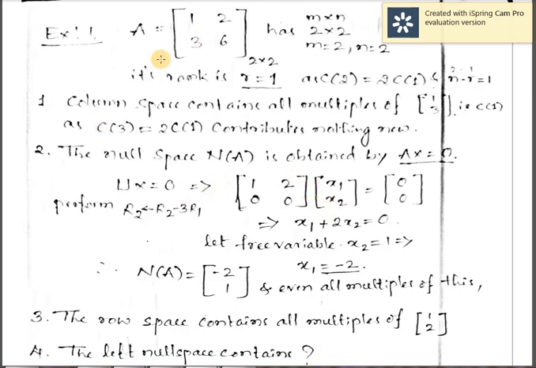Because when we obtain U from this, we'll get a row of zeros. Then the null space of A is obtained by the Ax equals 0 method. Let's write Ux equals 0.